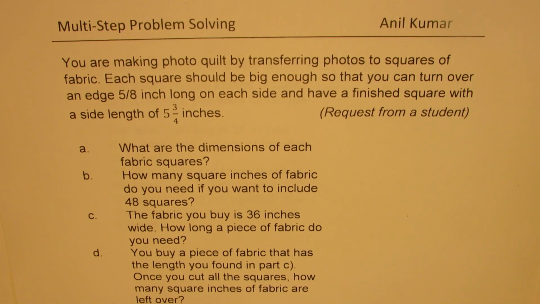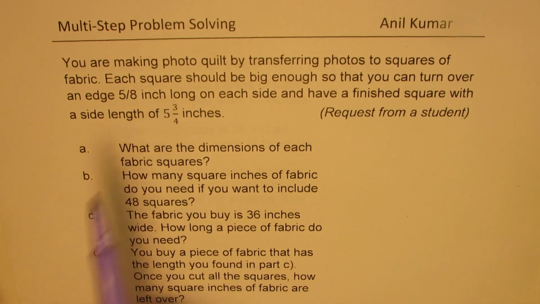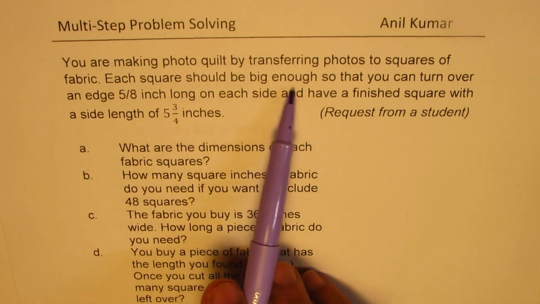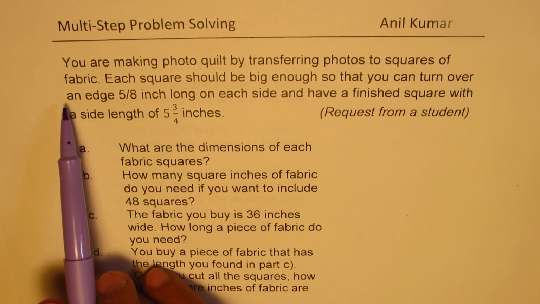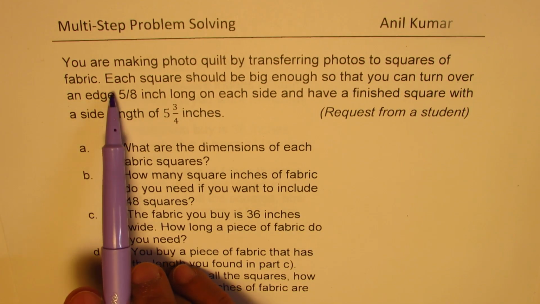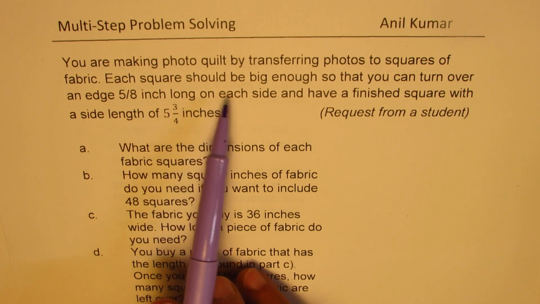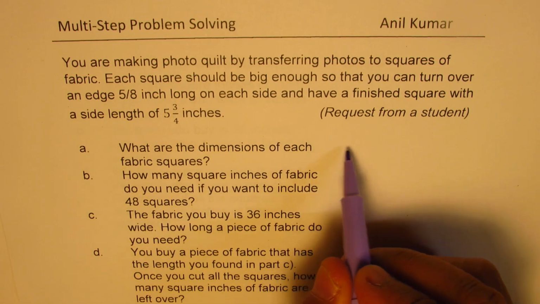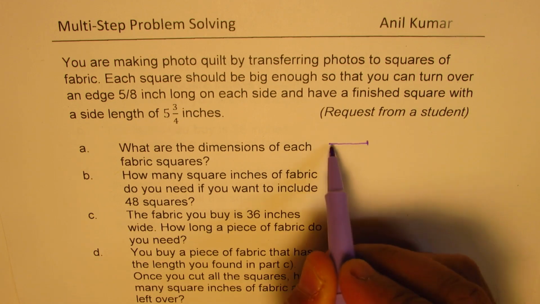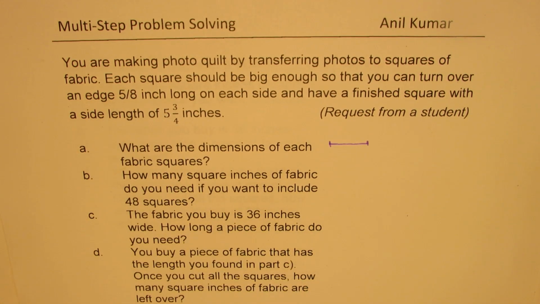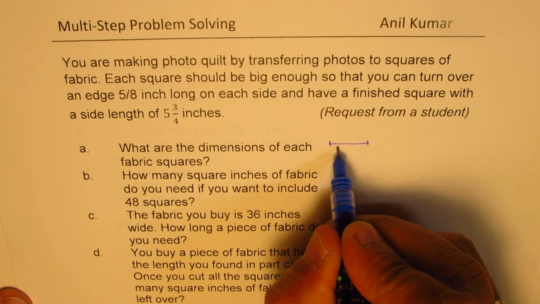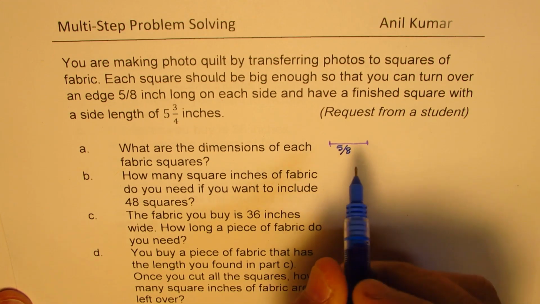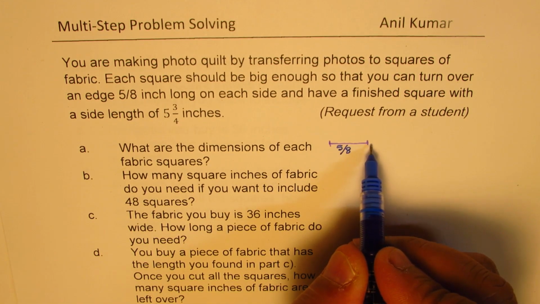Very good question indeed. Let us see how to solve this. Now, this statement is very tricky. Each square should be big enough so that you can turn over an edge 5/8 inch long on each side. That means this length minimum should be 5/8 inch. You get an idea, right? So when you want to flip over, at least this much, 5/8 inch, should be each length.